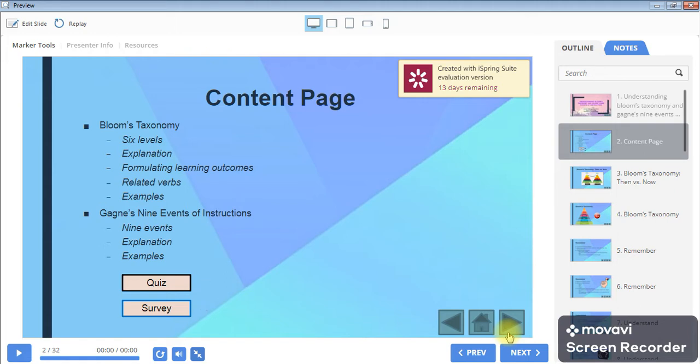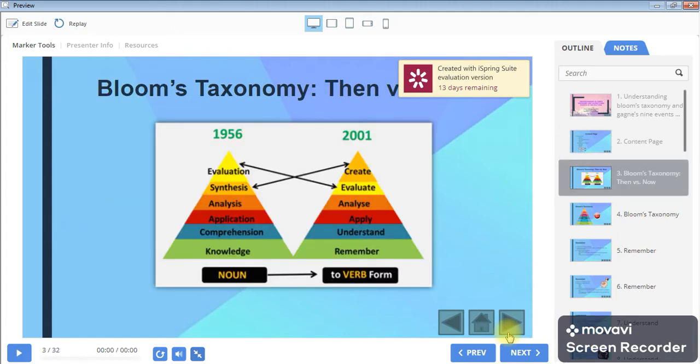Next, this is a figure that illustrates Bloom's taxonomy then versus now. As you can see, in 1956, the levels were named knowledge, comprehension, application, analysis, synthesis, and evaluation. But in 2001, this Bloom's taxonomy has been revised and it changed from noun form to verb form. And also the top 2 levels have been changed. The highest level became create and the second highest became evaluate.